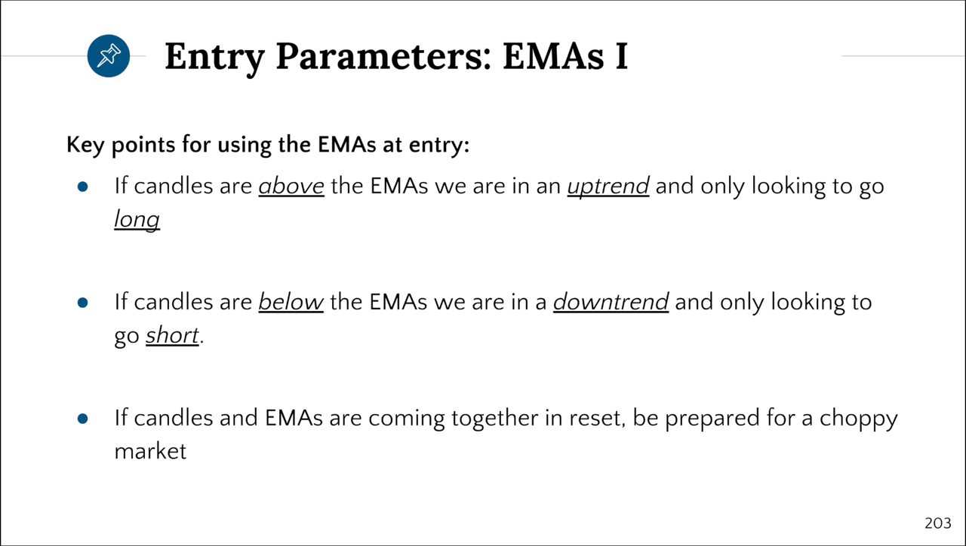The key points for using the EMAs at entry are very simple. If the candles are above the EMAs, we're in an uptrend and we're looking to go long. If the candles are below the EMAs, we're in a downtrend and we're only looking to go short. If the candles and the EMAs are coming together in reset, you want to be prepared for that choppy market that we're talking about. You're going to be able to confirm that choppy market using the TDI, using the positioning, the value of the Liquid 50 and the RSI.